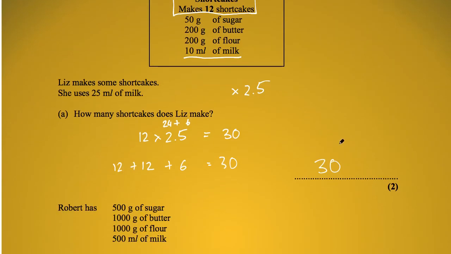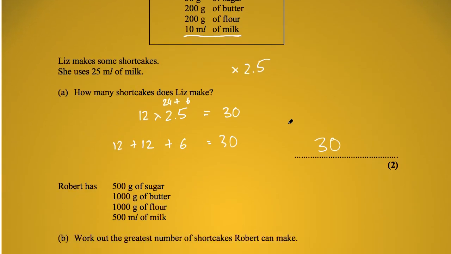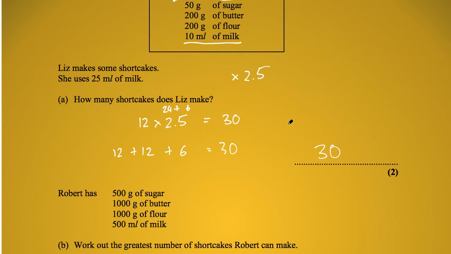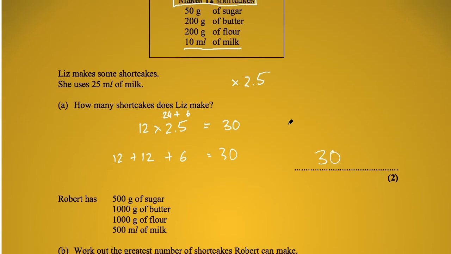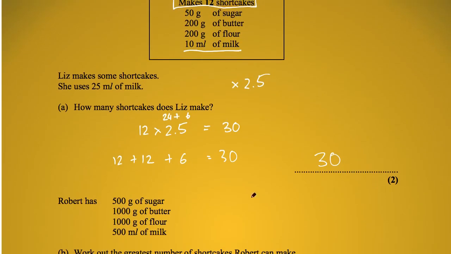Robert has all of these ingredients: 500 grams of sugar, 1,000 grams of butter, 1,000 grams of flour, 500 milliliters of milk. Work out the greatest number of shortcakes that Robert can make. So here we're looking at how many times each of these is compared to the original. So how many times 50 grams is 500 grams. He can do that recipe 10 times over with the amount of sugar he's got.